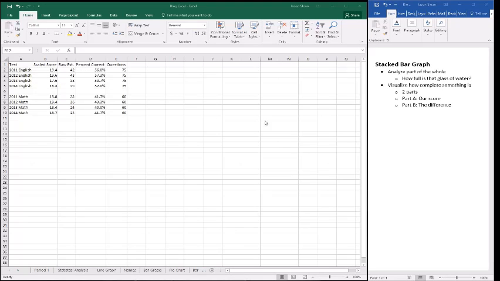In this video, we're going to look at how to create a stacked bar graph. You can think about it from the standpoint of analyzing part of the whole. To visualize this in your head, think of how full a glass of water is, or how complete something is. So essentially it's in two parts. For us, using these scores, part A is our score, and part B, the second part of the stacked graph, is going to be the difference.